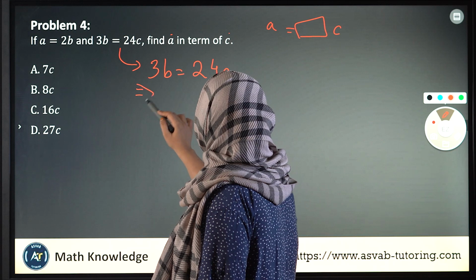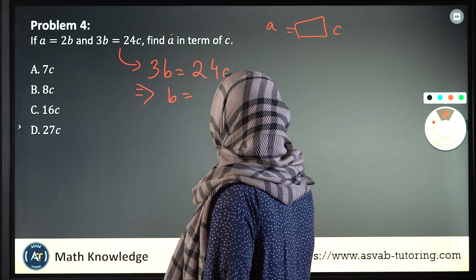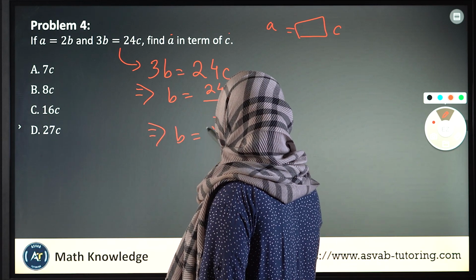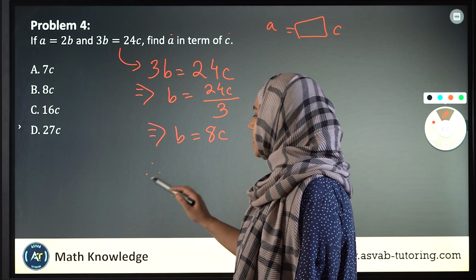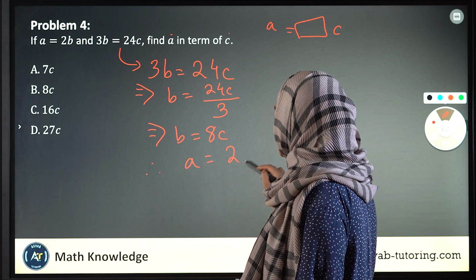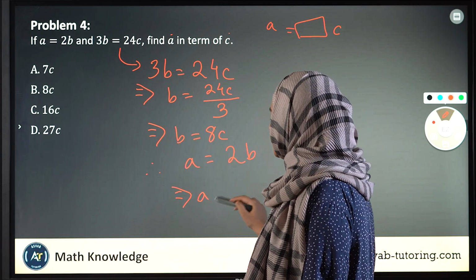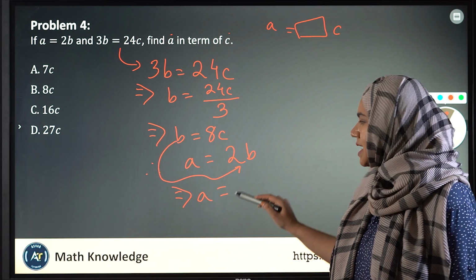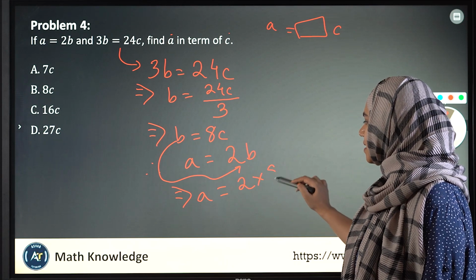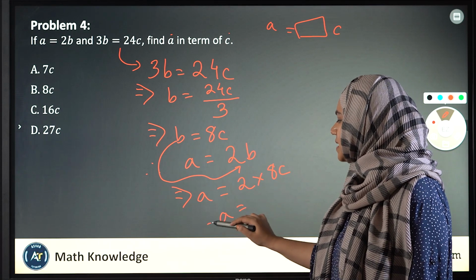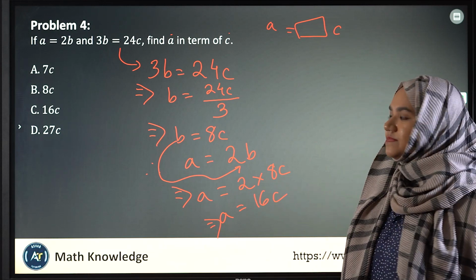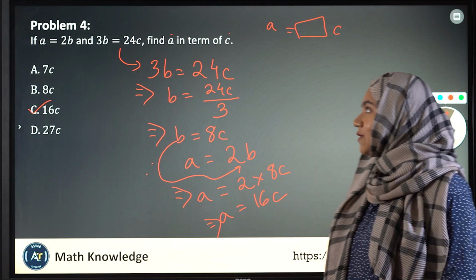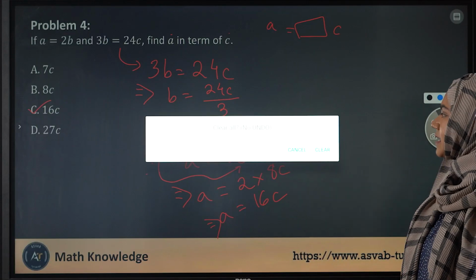So let's now try to figure out the value for B. So if I put 3 on the other side, it's going to get divided, which means that it's going to be 24C divided by 3. And in doing so, we get 8C. However, my question says A equals 2B, right? So because we have just found out that B equals 8C, if I substitute B in this part, that is going to be 2 times 8C, right? And 2 times 8C is what? 16C. Got it? So the correct answer here is C, which is 16C. So far, so good. Let's move on to the next question.